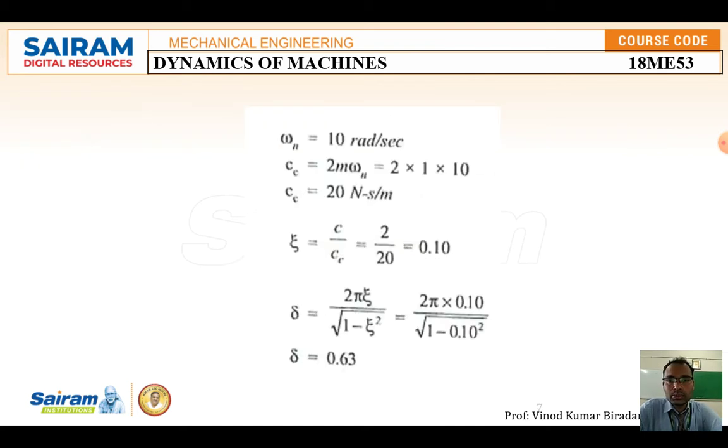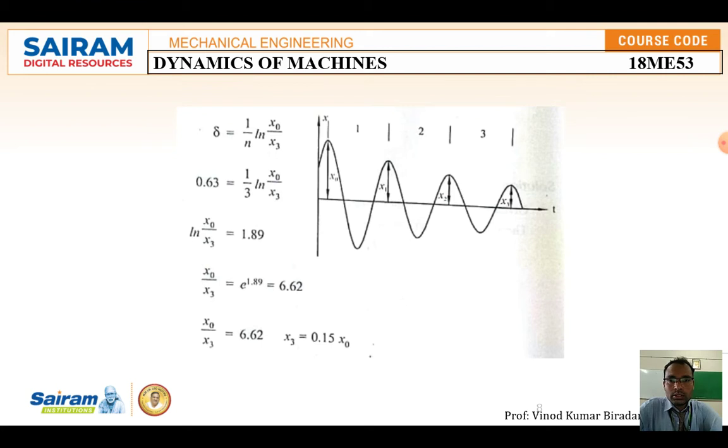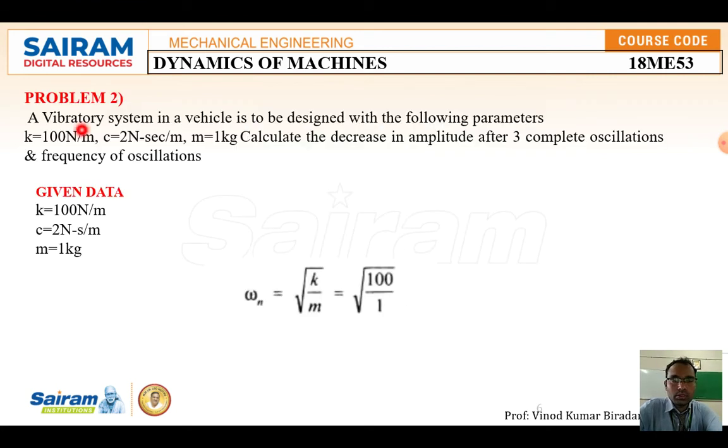I will read the question now. Problem number 2: a mechanical vibratory system in a vehicle is to be designed such that the following parameters hold. Stiffness is 100 Newton per meter, c is equal to 2 Newton second per meter, and mass is equal to 1 kg. With the help of this, a vibrating mechanical system is designed in a vehicle. Calculate the decrease in amplitude after 3 complete oscillations, and find the frequency of oscillation.